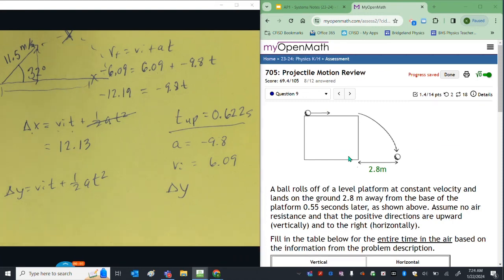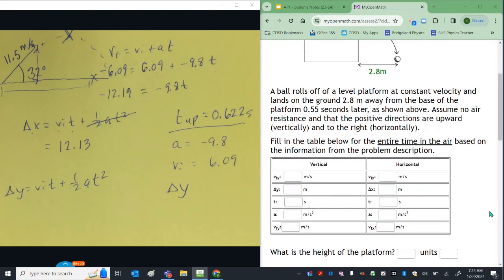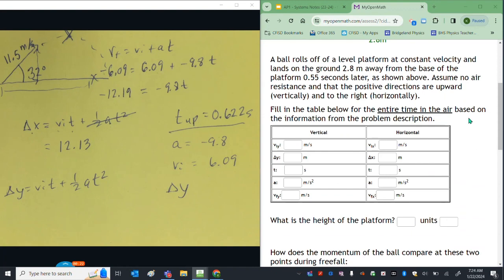All right, question number 9 says a ball rolls off of a level platform at constant velocity and lands on the ground 2.8 meters away from the base of the platform 0.55 seconds later as shown above. Assume no air resistance and that the positive directions are upward vertically and to the right horizontally. Fill in the table for the entire time in the air based on the information from the problem description.